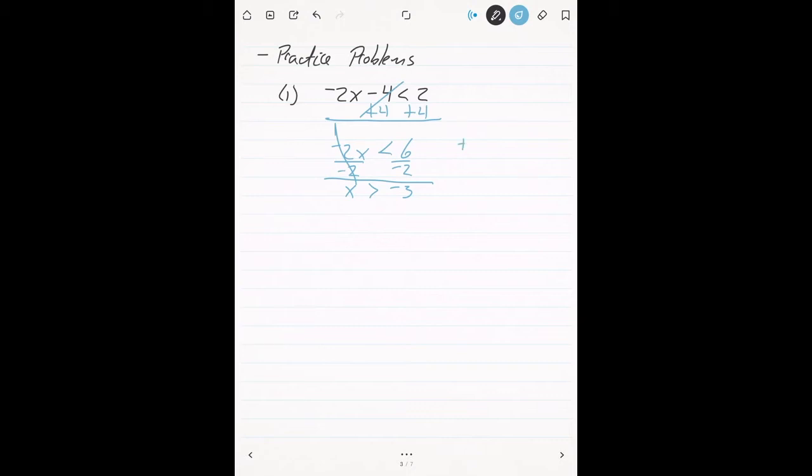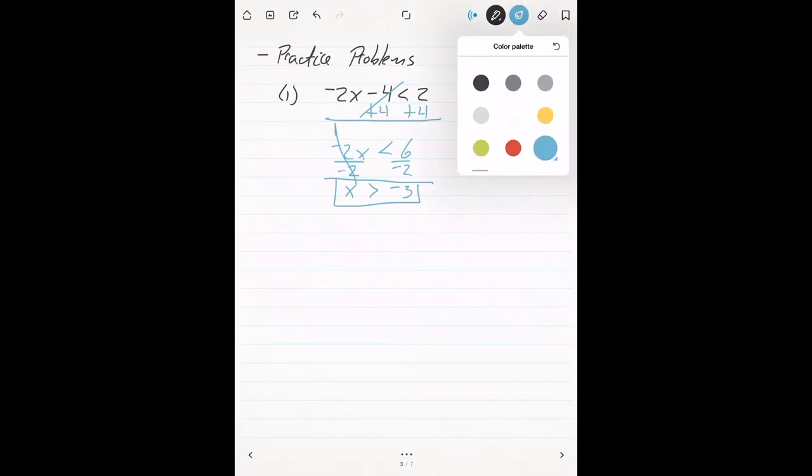I'll put a little note: flip the sign. Okay, so we have x is greater than -3. That's our solution. Or I should say, those are our solutions. Okay, we no longer have just one value. We now have infinitely many values. We have a collection of possibilities.